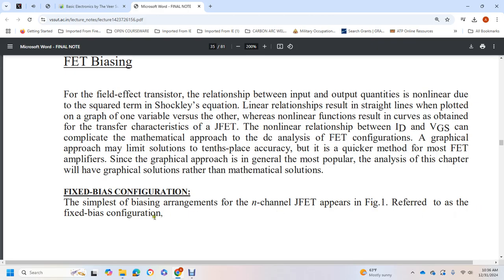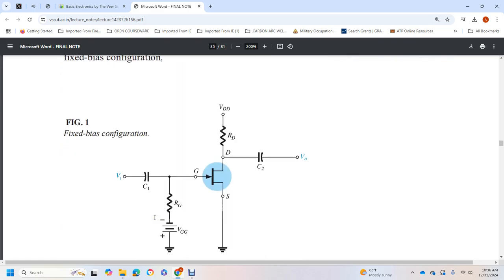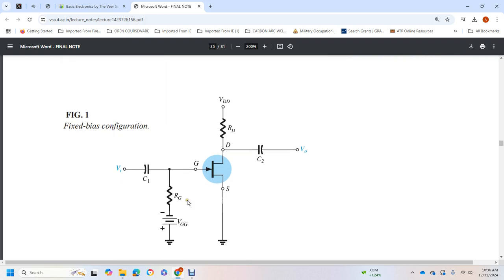Fixed bias configuration. The simplest biasing arrangement for the n-channel junction field effect transistor appears in figure 1, referred to as the fixed bias configuration. Figure 1 shows the fixed bias configuration.